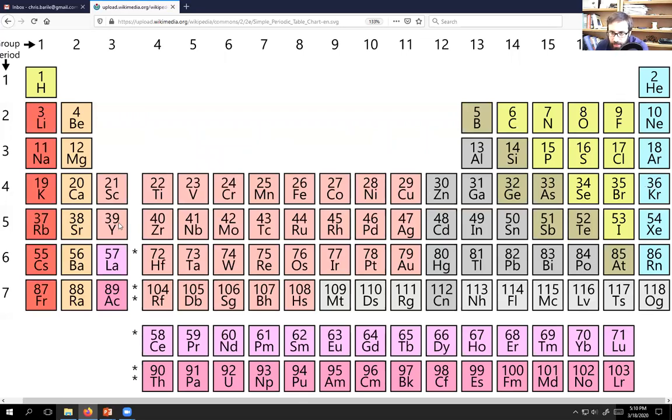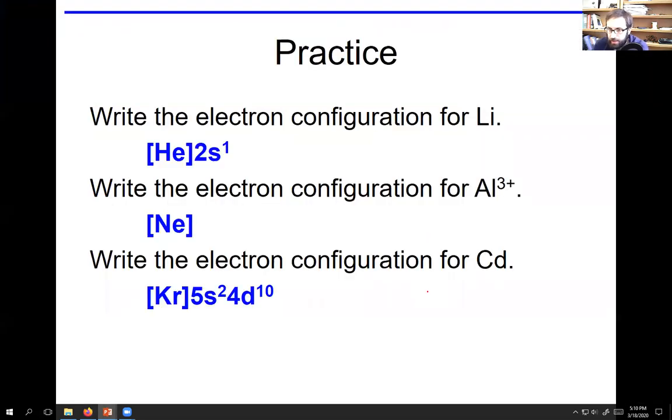5s2, 4d10. 5s2, 4d, 1, 2, 3, 4, 5, 6, 7, 8, 9, 10. That's how we do that.